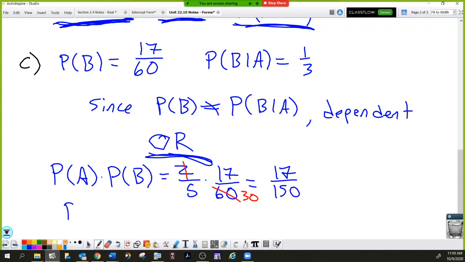And we found the probability of the center, the probability of A intersect B, was 2/15. Since those are not equal, not independent. That's using the definition of independence.